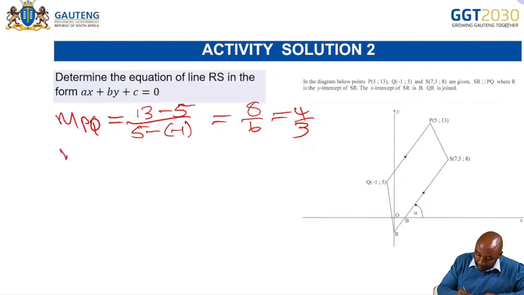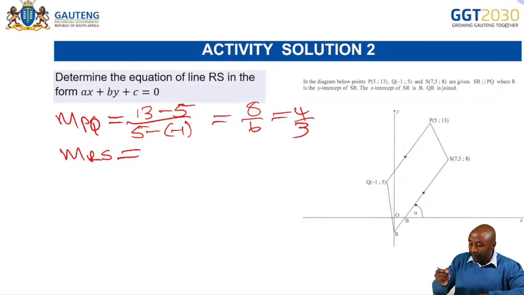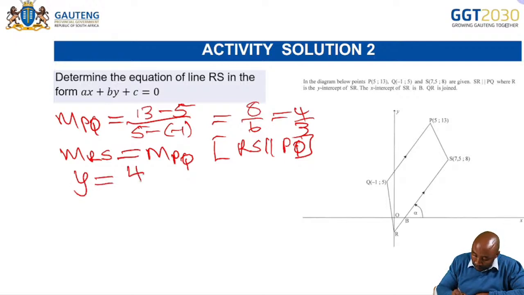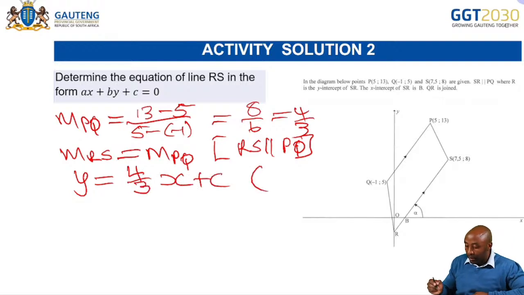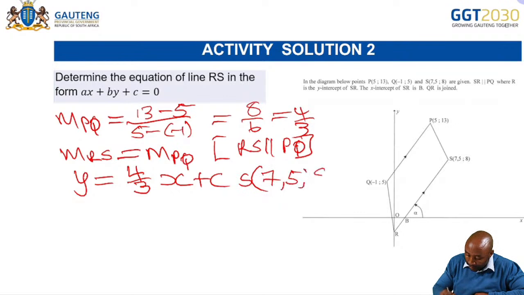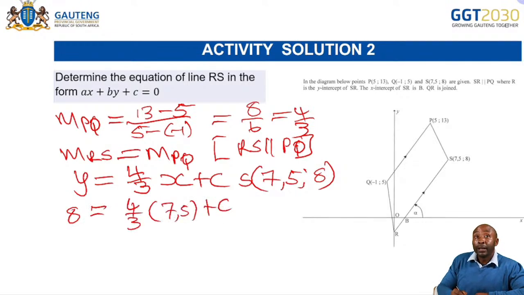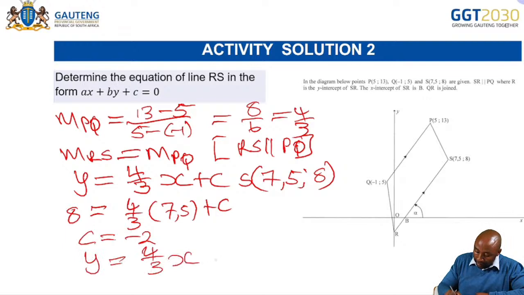Then we use the fact that the gradient of RS is equal to the gradient of PQ, because RS is parallel to PQ. Then we will get our equation as Y is equal to 4 over 3 X plus C. We use the coordinates of point S, which are 7,5 and 8. We substitute: 8 is equal to 4 over 3 times 7,5 plus C. And we will get our C as, 10, this gives us 10. 8 minus 10 will give us negative 2. So the equation will be given by y is equal to 4/3x minus 2.